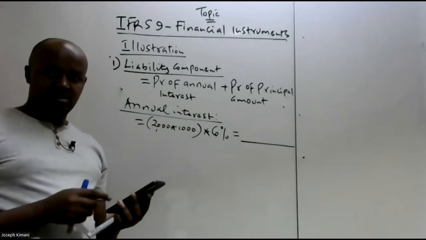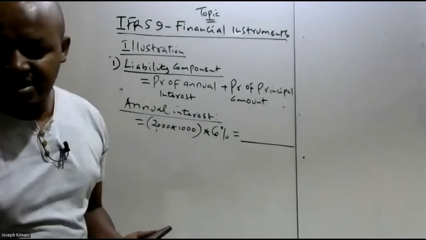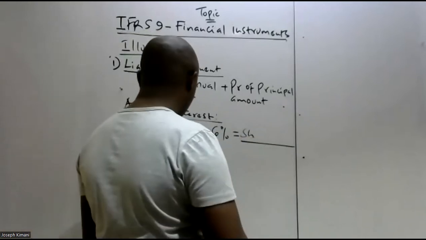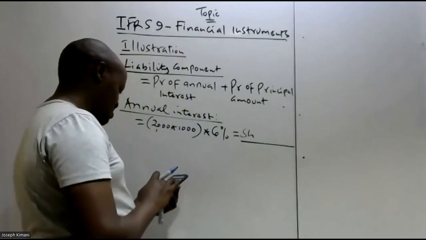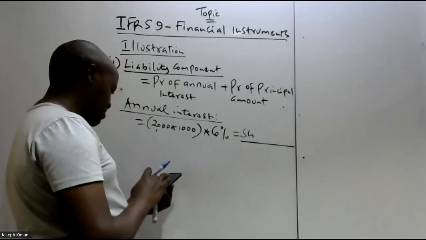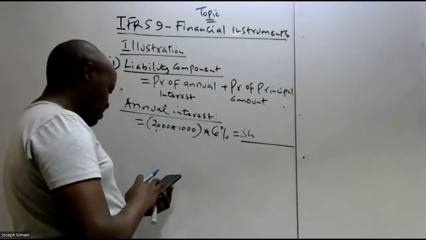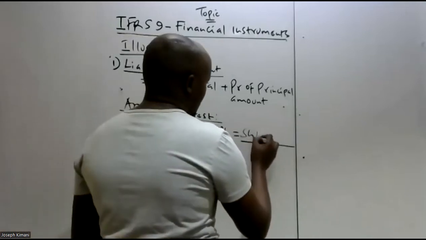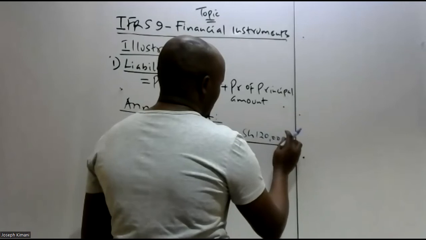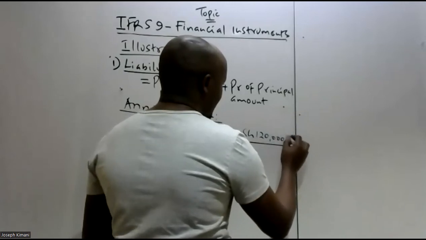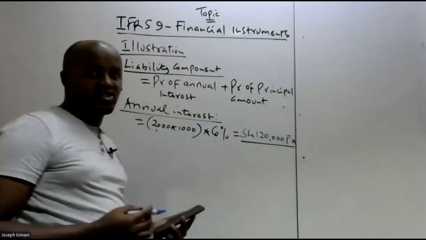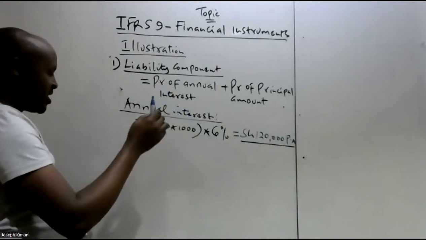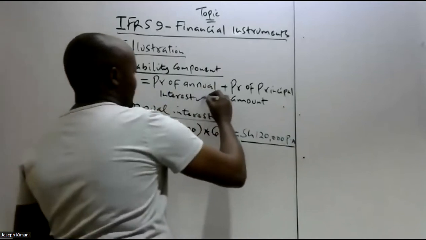Okay, 120. So 2,000 times 1,000 times 6% will give us shillings 120,000. And remember, this is the interest per annum. So this company will be required to pay interest of 120,000, and from there we already have the annual interest.